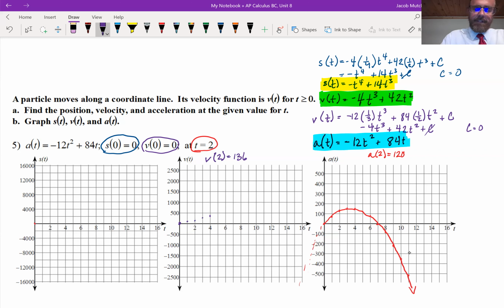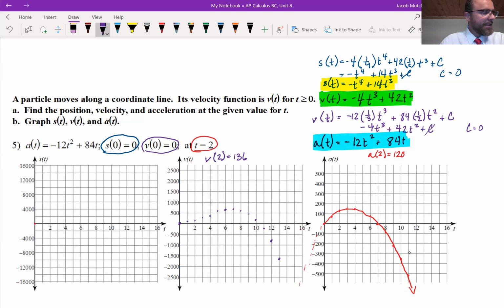5 is 550. 6 is 648. 7 is 686, and 8 comes back down to 640. 9 has the value of 486. 10 is 200 exactly. 11 is negative 242, so we decrease there. 12 is going to decrease even more, negative 864. 13 is negative 1690, so it really starts to decrease here.